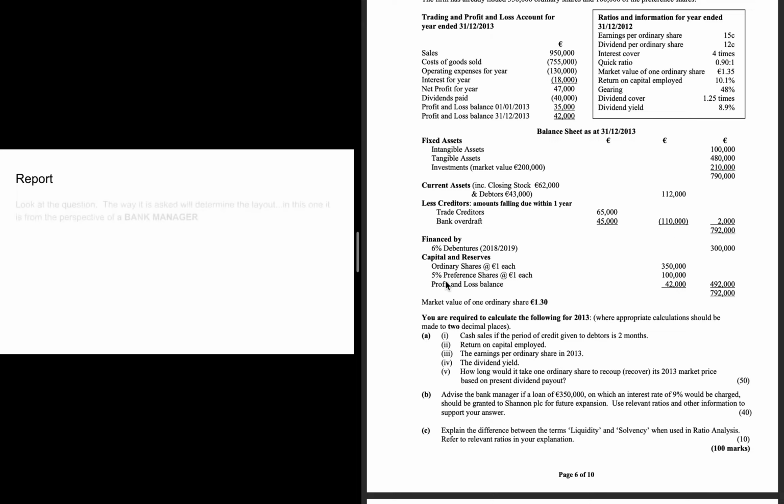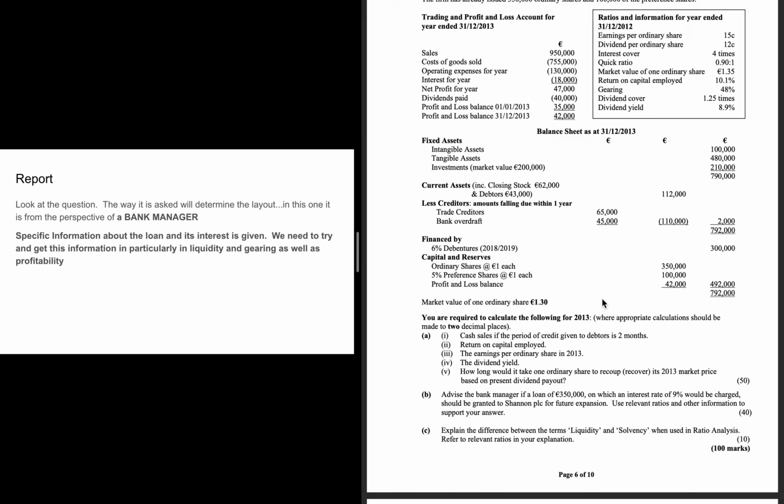Okay. The report then, bank manager, whether he should give a loan. So at the end of it or at the start of it, one way or the other, you have to say, yes, I would advise the loan be granted, or no, I do not advise the loan should be granted. Now, as I said, you're given specific information about the loan and its interest. So we need to try and get this information in, and particularly in the liquidity and gearing. Gearing is going to be a big one to show that the gearing is going to be much worse as a result of it. It's also a good idea to refer to it in relation to profitability.